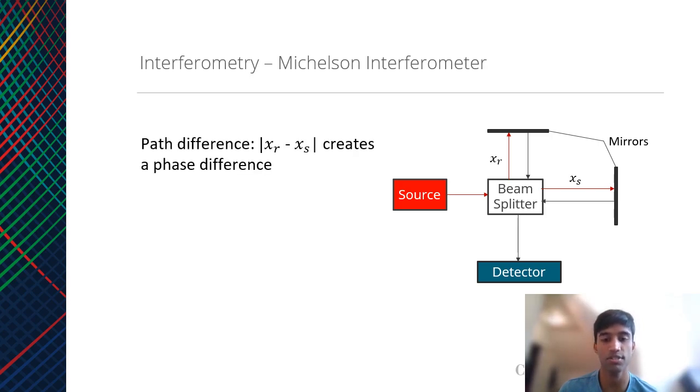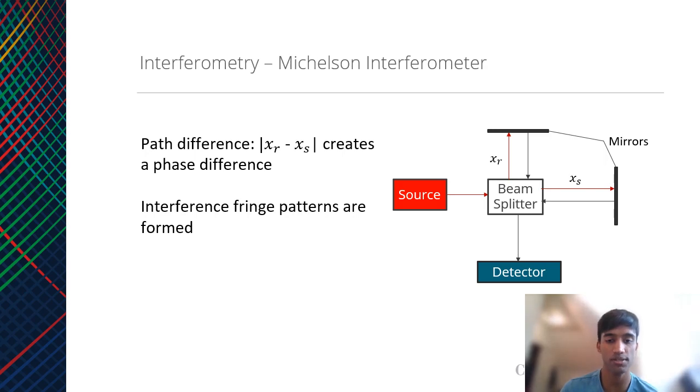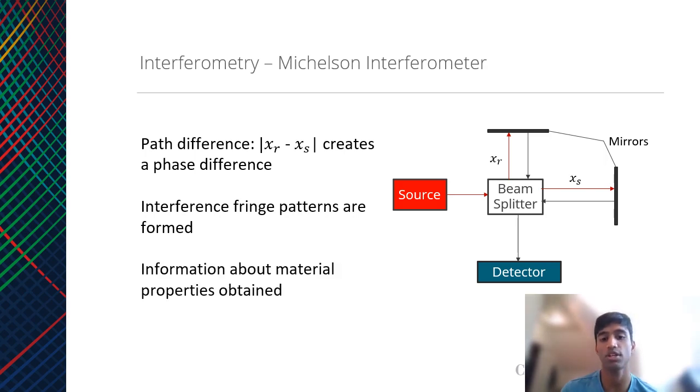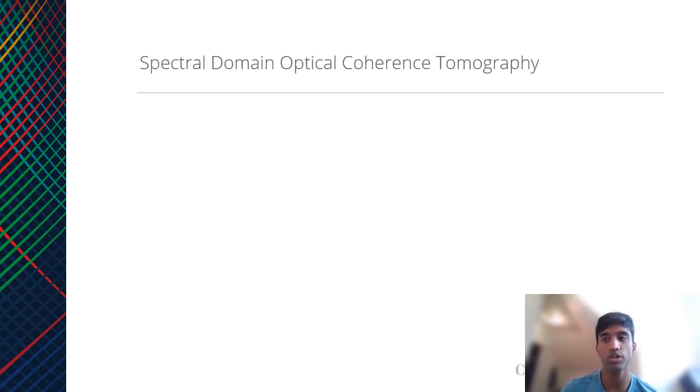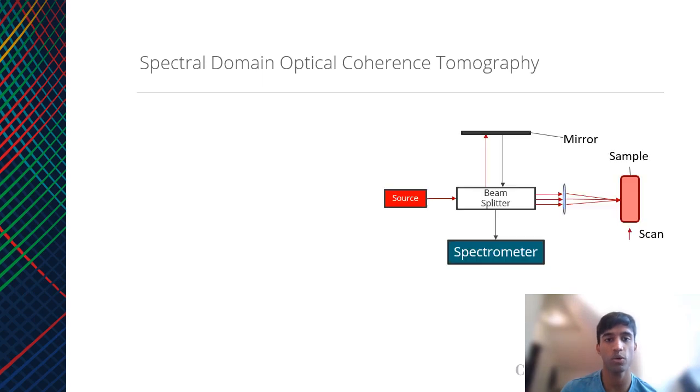This phase difference creates interference fringe patterns, which are detected using the detector, and these signals can be analyzed to provide information about material properties on the sample, on what we call the sample arm. So moving on to SD-OCT. OCT uses a broadband source with multiple wavelengths.